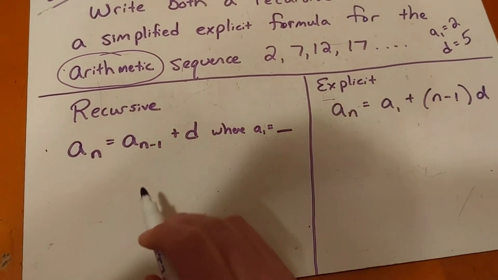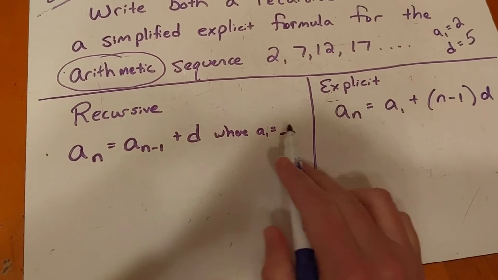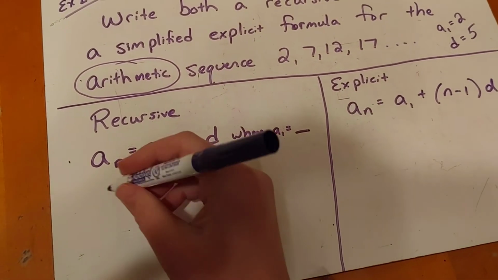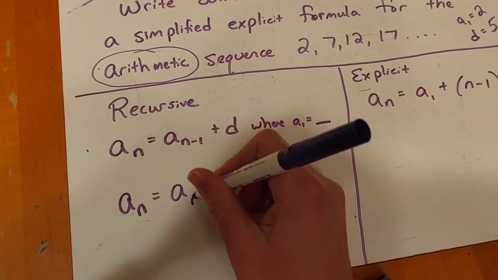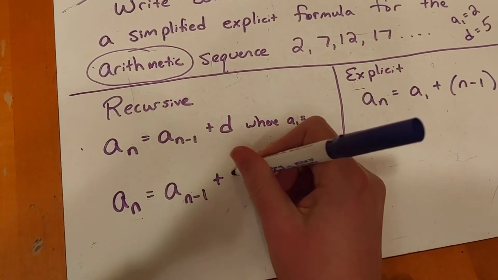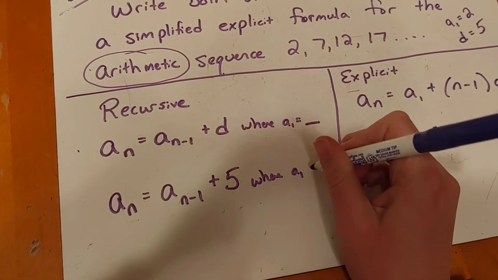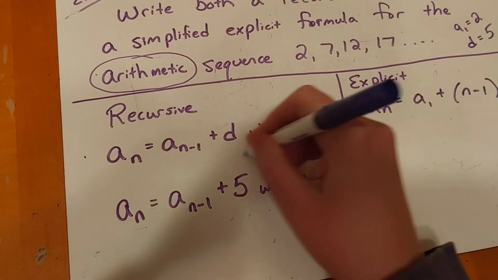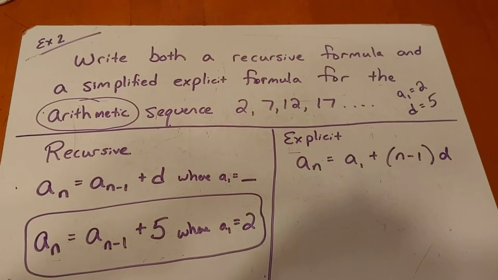My recursive formula, remember, all I really need to plug in is d. Although I guess I should say you need to plug in d and your first term. So let's do our formula here. A sub n equals a sub n minus 1 plus 5, because d is 5, where a sub 1 equals 2. All right. Recursive formula is a piece of cake with arithmetic sequences.